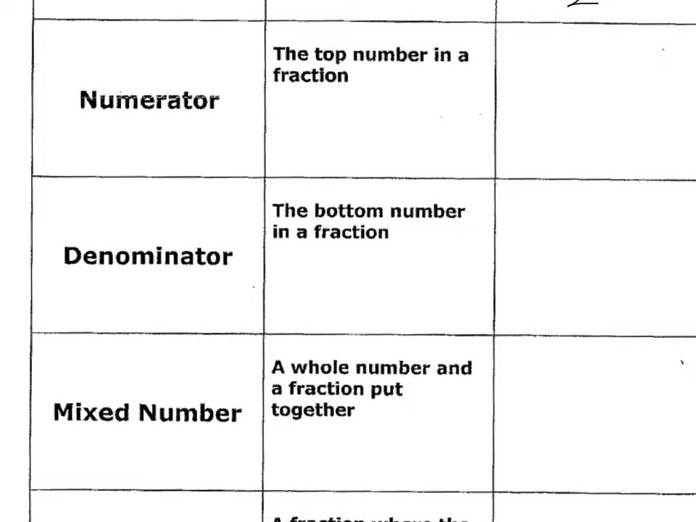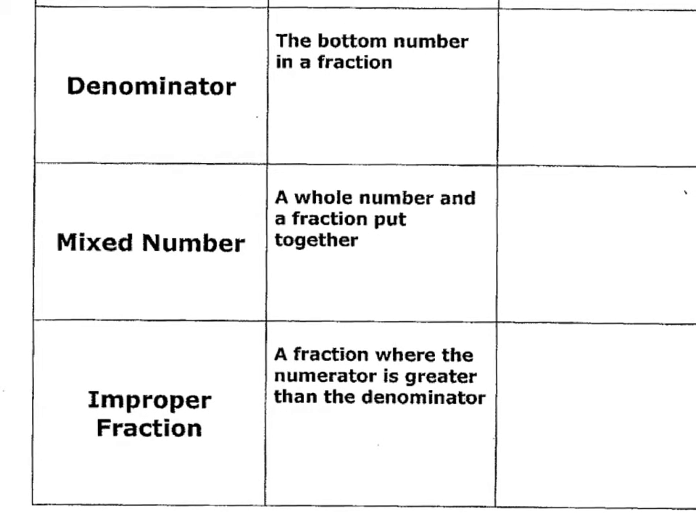Next you got numerator. The numerator is just the top number in a fraction. So if you had the fraction 3/4, what would your numerator be? Well, obviously it's on the top, so your numerator would be 3. You guys have all seen this before. No big deal. Denominator: the denominator is the bottom number in your fraction. So if you had the fraction 2/3, the denominator is going to be 3.